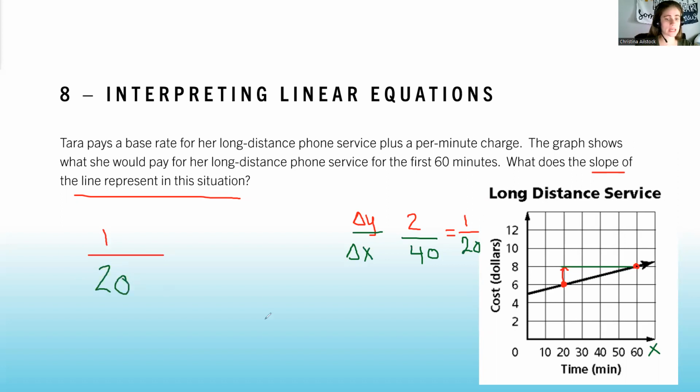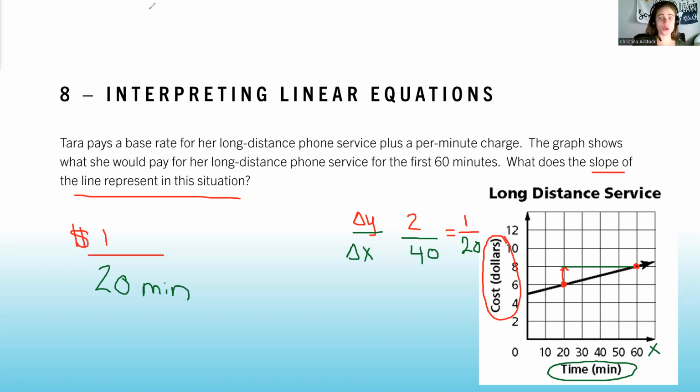The easiest way to identify what it represents is honestly to look at your labels, and then we can piece that together with our story. So our Y value is 1, and the Y label is cost in dollars. So that means that 1 is $1. And then our X, which is 20, is our time in minutes, meaning this is 20 minutes. So this slope represents that Tara here is going to have to pay $1 for every 20 minutes of using this long distance phone. That is that rate. That is that additional charge there.